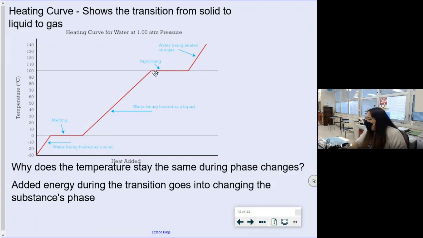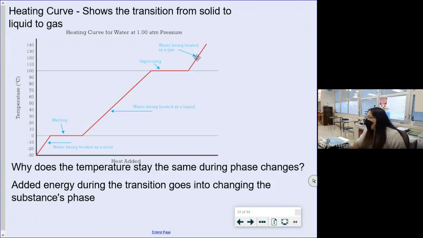And then after all of those IMFs have been taken away, then the temperature can increase again. But all of the energy here is going into getting rid of those IMFs. Here, it's reducing them. There's still going to be intermolecular forces at play, okay, because it's a liquid. Here, it's getting rid of them completely. Does that make sense? No IMFs present. We're in a gas state.